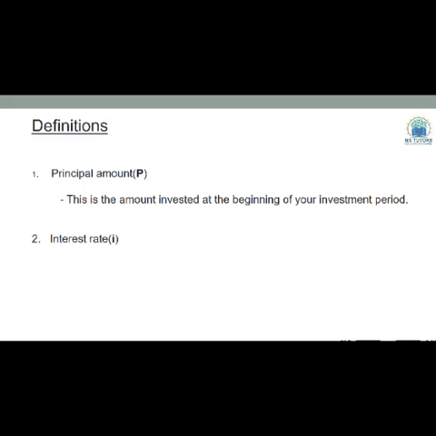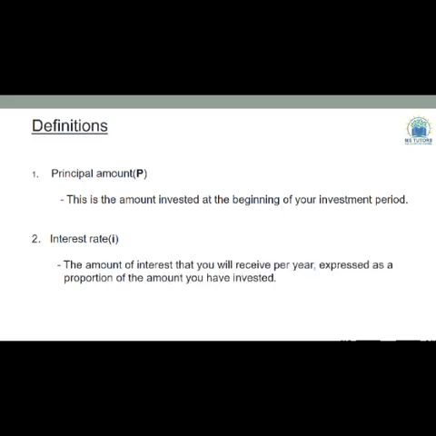So let's look at the second one, which is the interest rate. And the interest rate is represented by the letter I. Now, this is the amount of interest that you will receive per year expressed as a proportion of the amount that you have invested. So let's say that you invested 100 rands and you earned 10 rands interest. So this means that your interest rate would be 10%, right?